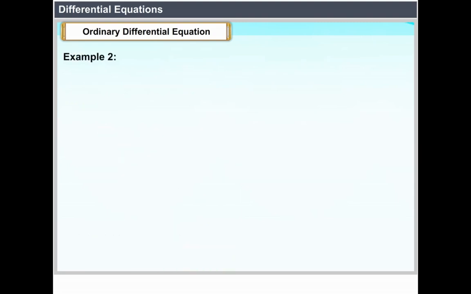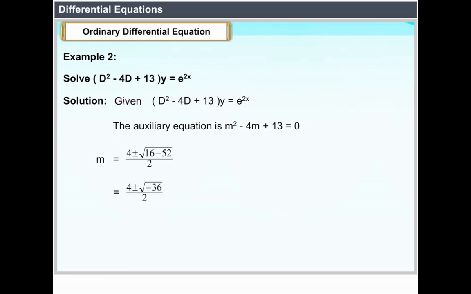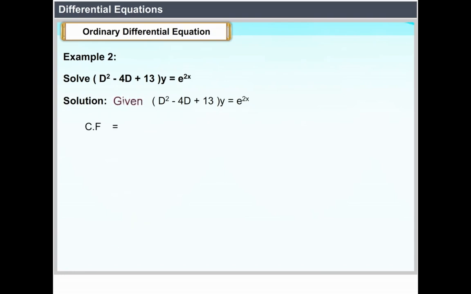Example 2. Solve (D² − 4D + 13)y = e^(2x). Solution. Given (D² − 4D + 13)y = e^(2x), the auxiliary equation is m² − 4m + 13 = 0. m = (4 ± √(16 − 52))/2 = (4 ± √(−36))/2 = (4 ± 6i)/2 = 2 ± 3i. Then the complementary function = e^(2x)(a cos 3x + b sin 3x).